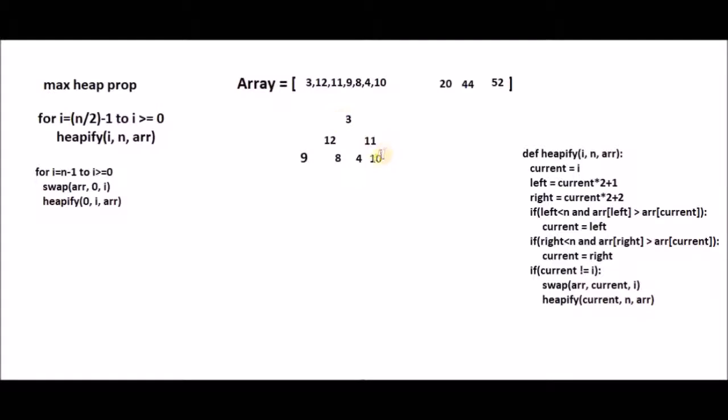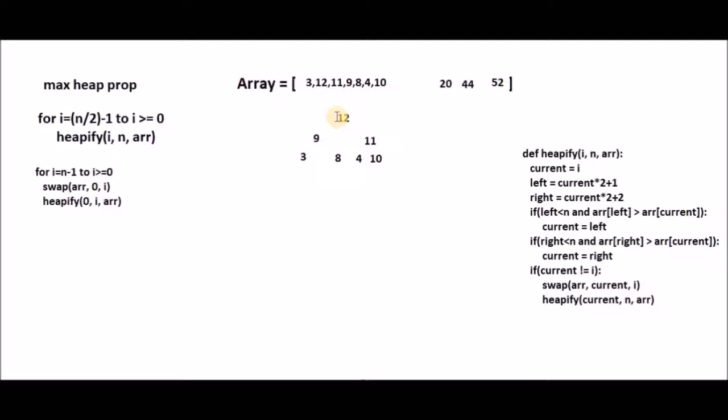So we have 3 and we have 12 and 11. Of course 12 and 3 are going to be swapped. So we have 12 over here, and then we have 3 over here. Again, which one is bigger? 9 and 8. 9 is bigger than 8. So we are going to do a swap between 3 and 9. We are going to have 9 at the top, and then we are going to have 3 in here. So now there is nowhere else to go.